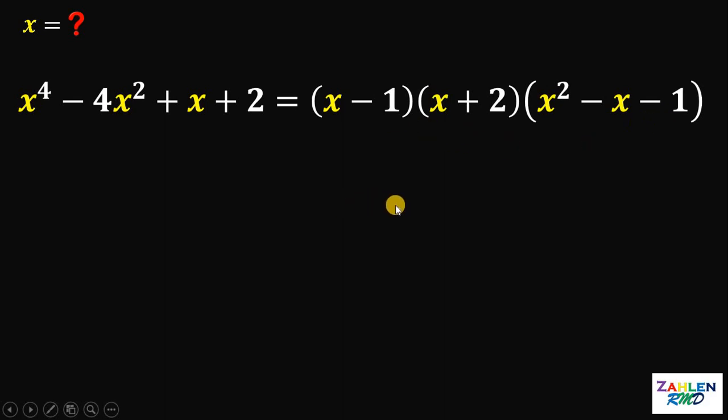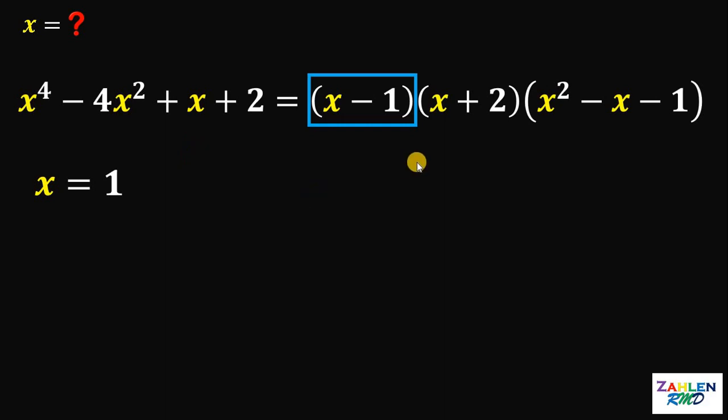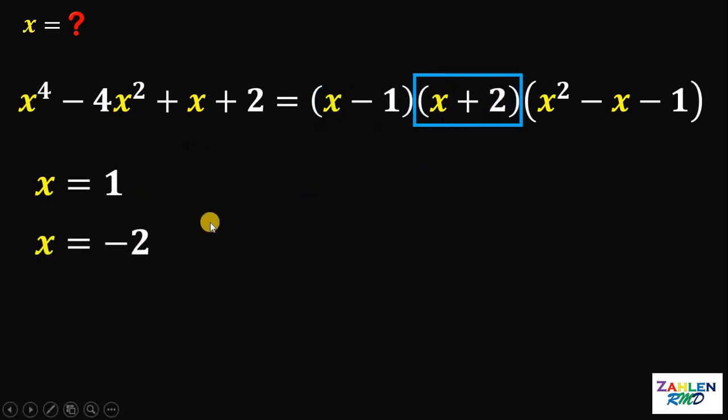Now at this point, let's solve for the values of x. On the first factor, if we equate this to 0, we know that x equals 1 is a solution for this equation. On the second factor, we also know that x equals negative 2 is also a solution to this equation. We get these two results using synthetic division.